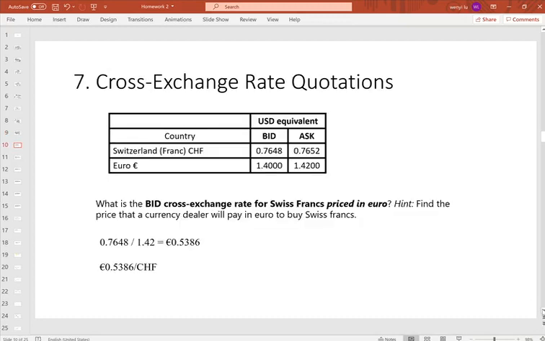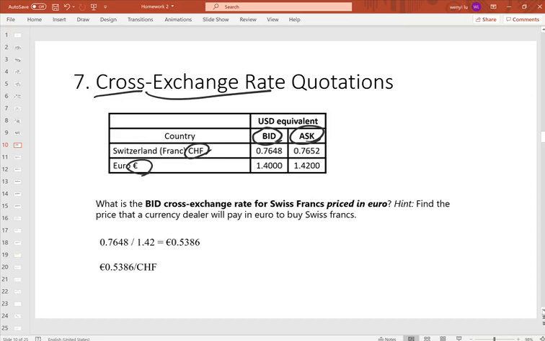The next questions are still about the cross exchange rate, but this time we have both bid and ask. We did these questions before in class, using a bid and ask quote. This time we are given bid and ask between the Swiss franc to the dollar and the euro to the dollar.